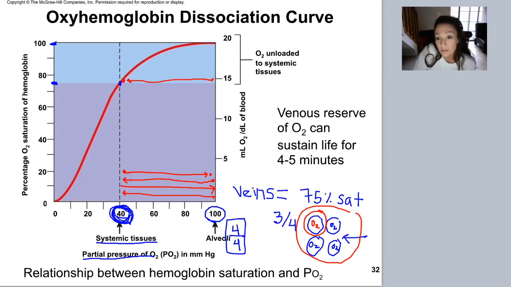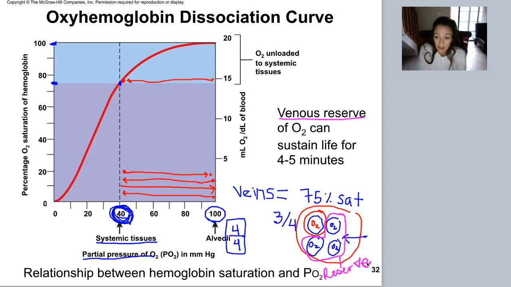But the reason for this, and this is really interesting, is because we have these three other globin subunits carrying some oxygen, and this is called our venous reserve of oxygen. It's basically our backup oxygen. This right here is our reserve oxygen.